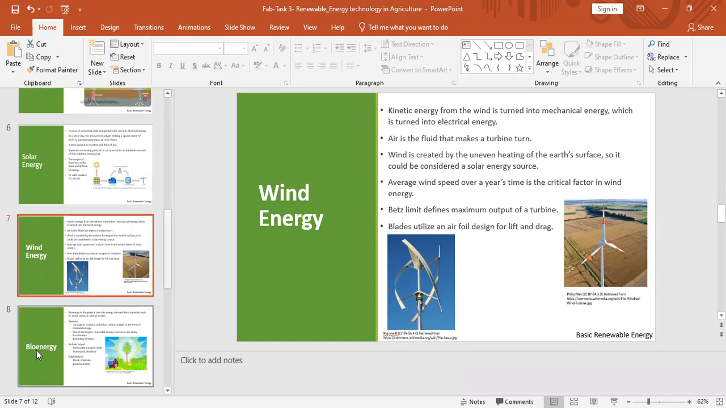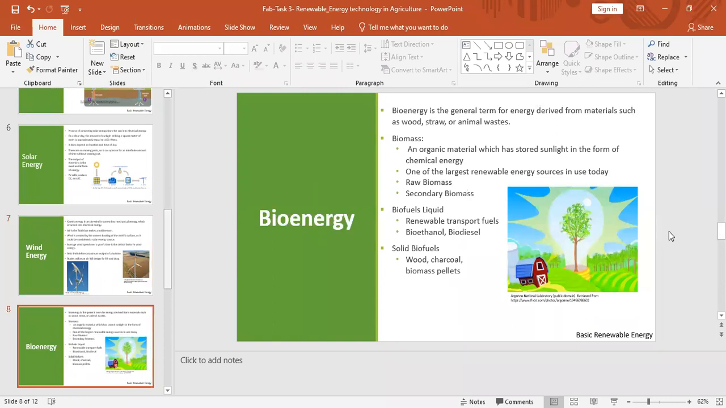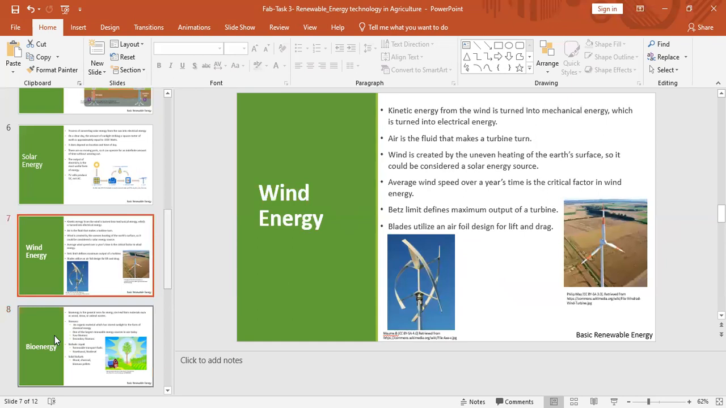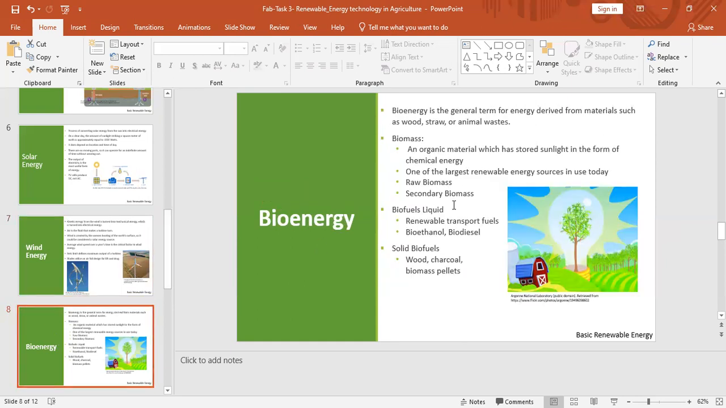Then we have biomass. As you can see from the picture, it is from the vegetation. We have also biofuel. What is biofuel? Biofuel is generated from biodiesel. These are plants which produce oil, and then the oil can be converted to generate power.